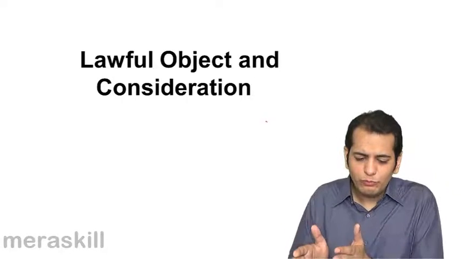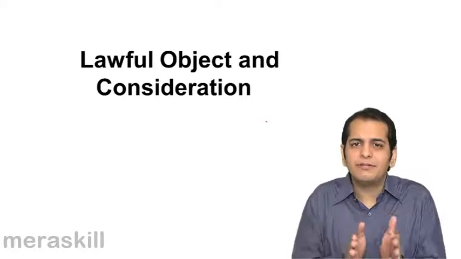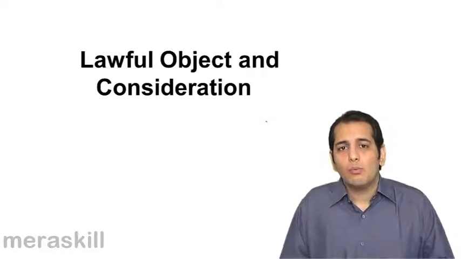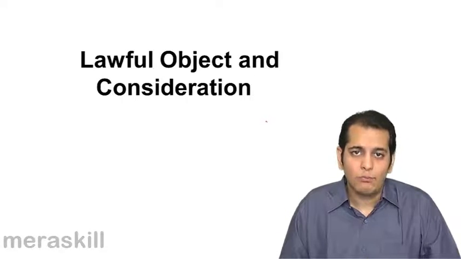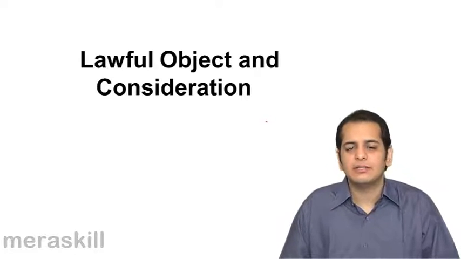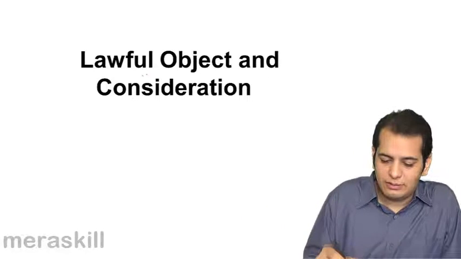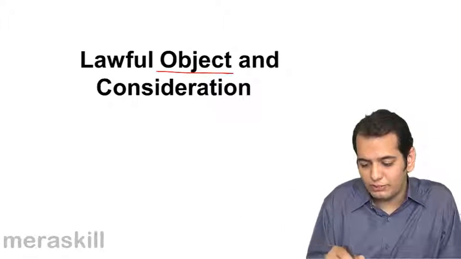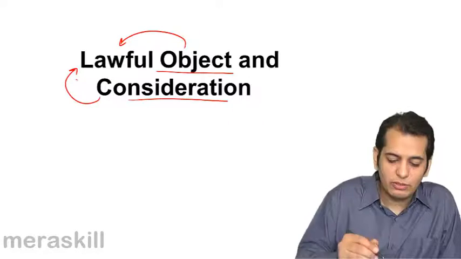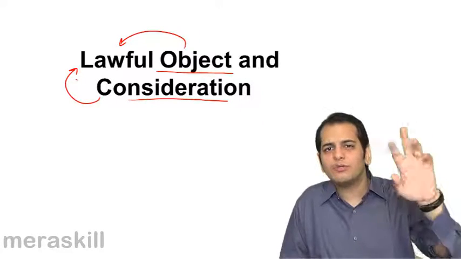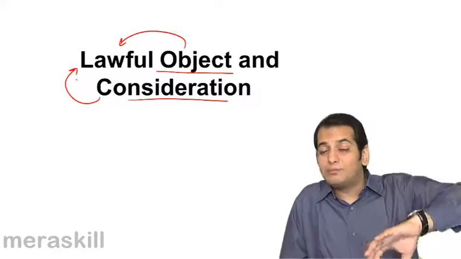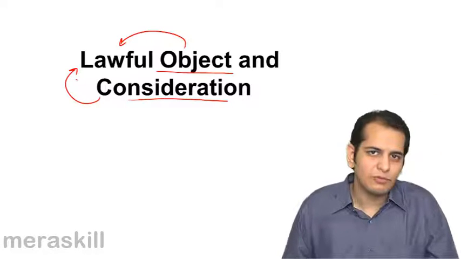However, we move just a bit away from the types of illegal contracts. Now we try to understand why these contracts are called illegal. What is the defect in them? What is the deficiency in them? The deficiency that we are going to see is in the object or in the consideration. The object is not lawful, or the consideration may not be lawful. Either of the two may not be lawful. Lawful means something which is as per law. So, the object might be unlawful or the consideration might be unlawful.